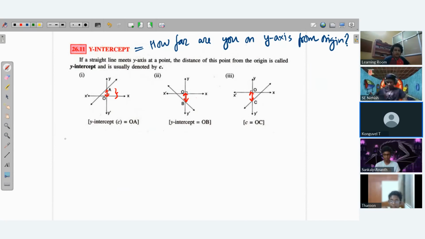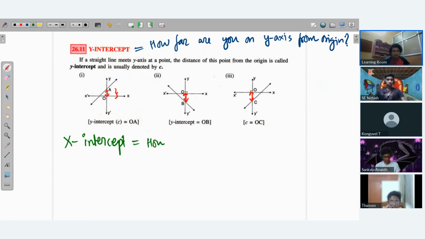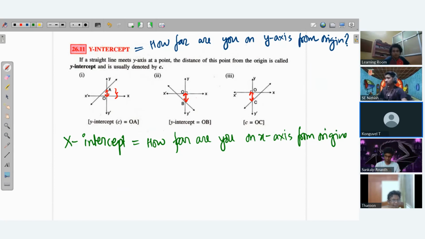Similarly, the x-intercept also is there, and that means how far are you on the x-axis from the origin. So what is the y-intercept of the x-axis? That is 0. So the y-intercept of the x-axis is 0. The y-intercept of the y-axis, we will discuss that.